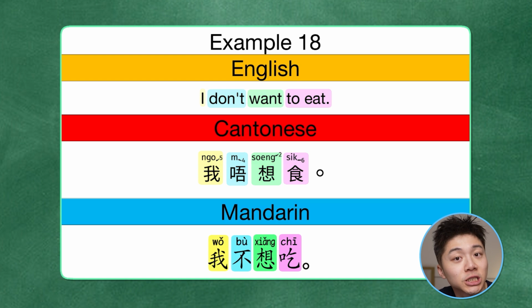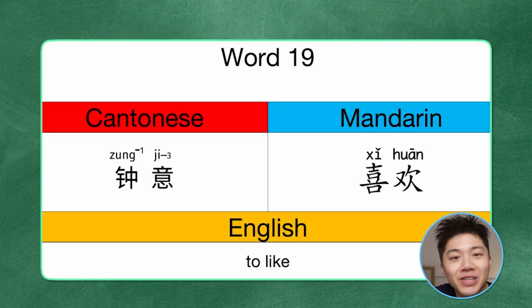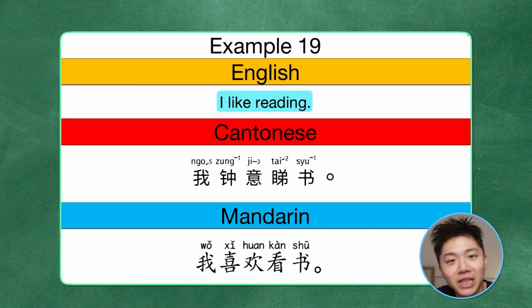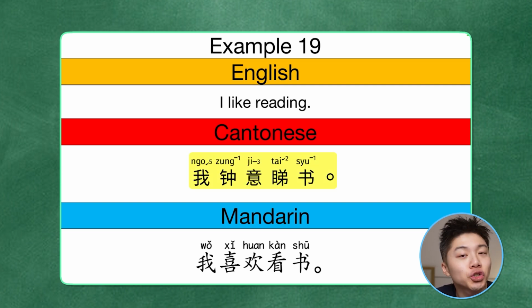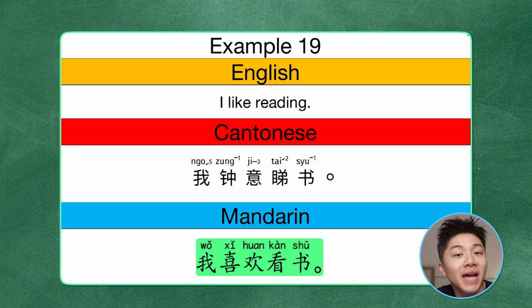Word 19, 中意. This means to like. In Mandarin, 喜欢. For example, I like reading. I hope you guys like reading too. In Cantonese, 我中意睇書. In Mandarin, 我喜欢看書.